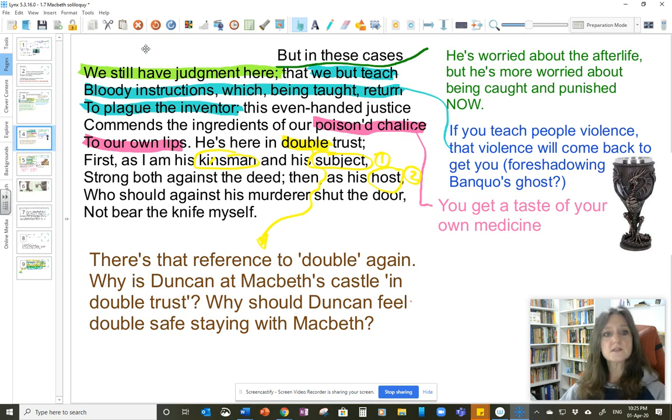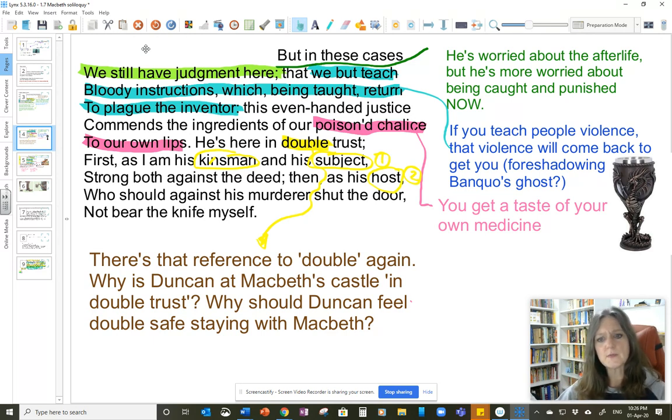And he goes on to say, but we teach bloody instruction, which being taught return to plague the inventors. What he's saying here is, if we teach violence to people, if we show people violence, that violence is going to come back and get you. It's this kind of idea when the student becomes the master, in a way, isn't it? It's kind of Shakespearean karma, like what goes around comes around.